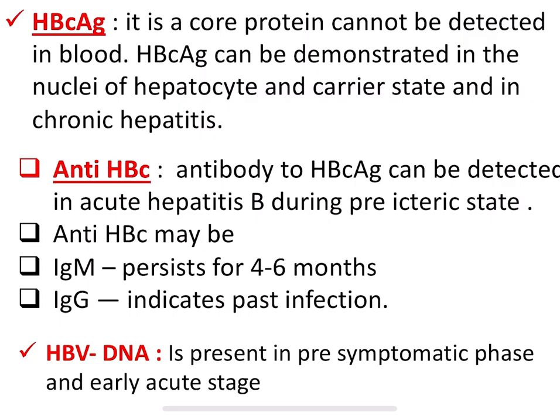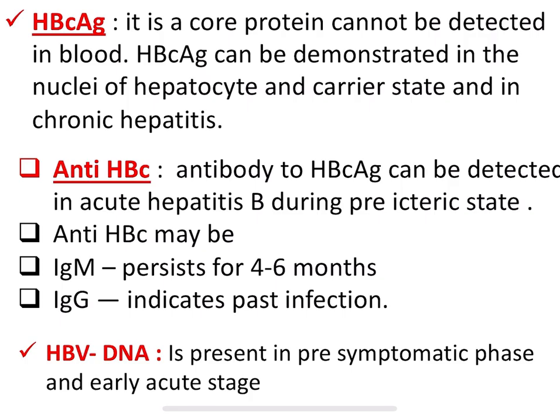Moving further to HBcAg, it is a core protein. It cannot be detected in the blood. So please understand that it is a core protein found in the nuclei. So it cannot be found in the blood. HBcAg can be demonstrated in the nuclei of the hepatocyte. To demonstrate the core protein, we have to look in the nuclei of the hepatocyte. In a carrier state and in chronic hepatitis we see the HBcAg.